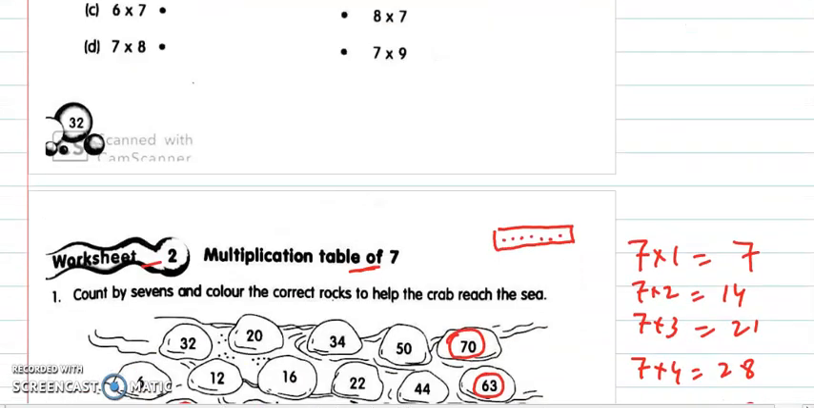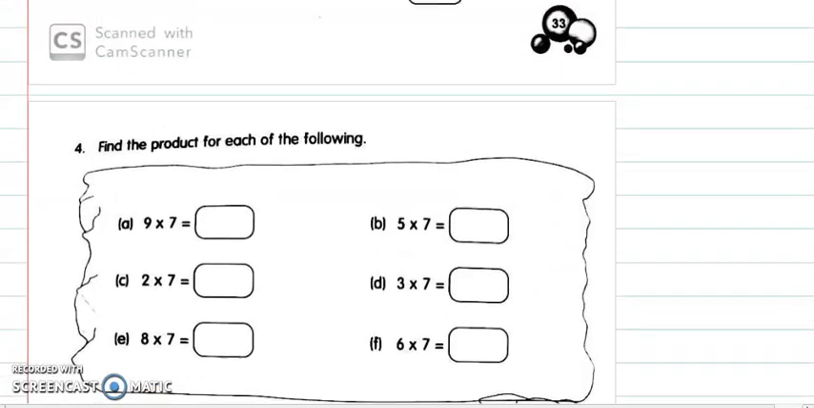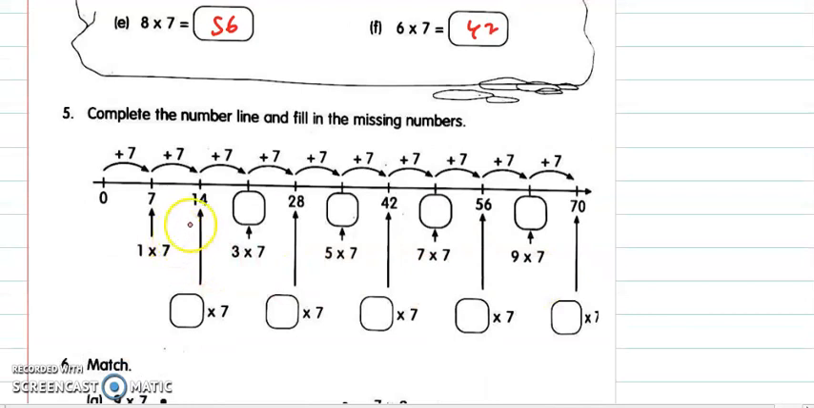So now next we have page number 32 here. You can complete it on your own using the table of 7. It's very simple. For example, the first one is 9 times 7, 63. 5 times 7 makes 35. 2 times 7 makes 14. 3 times 7 makes 21. 8 times 7 makes 56. 6 times 7 makes 42. In the same way, you can complete this table of 7 over here.